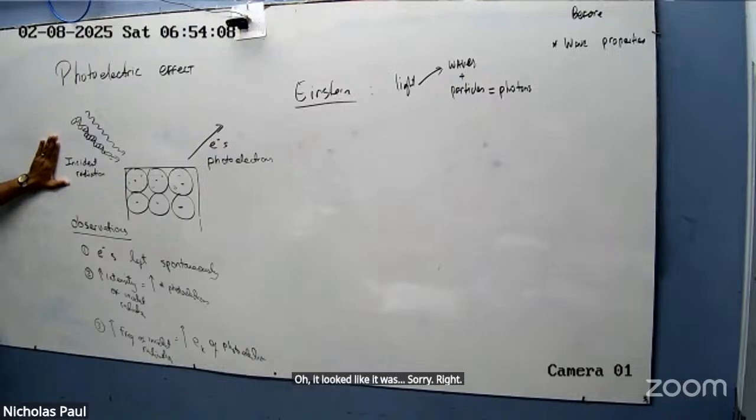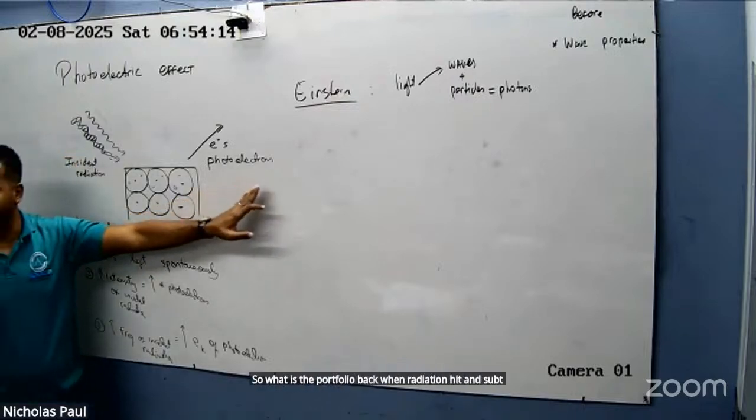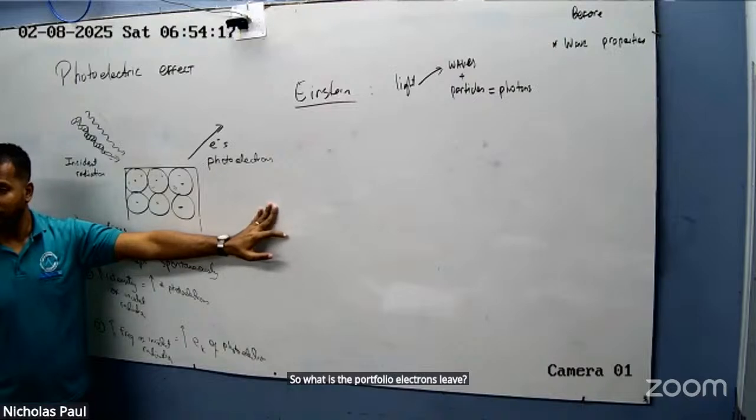Ariane, watch here. So what is the photoelectric effect? When radiation hits a metal, electrons leave, right?